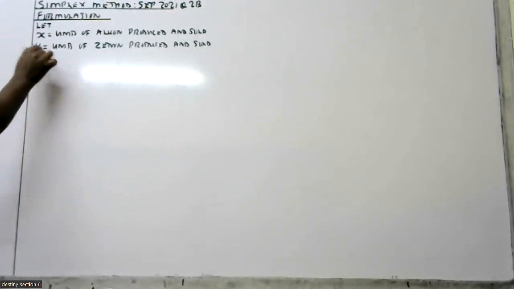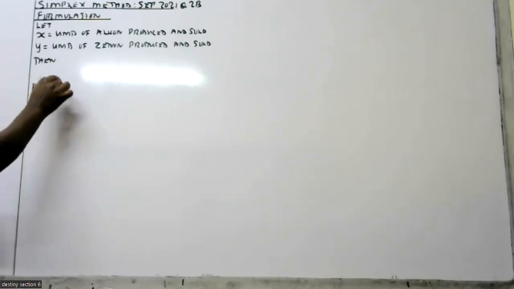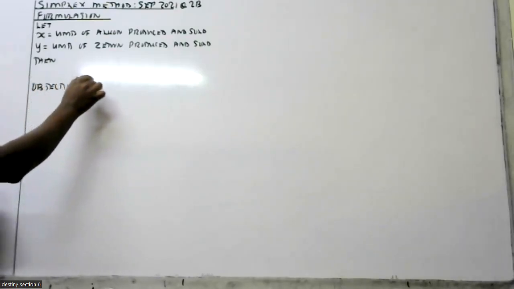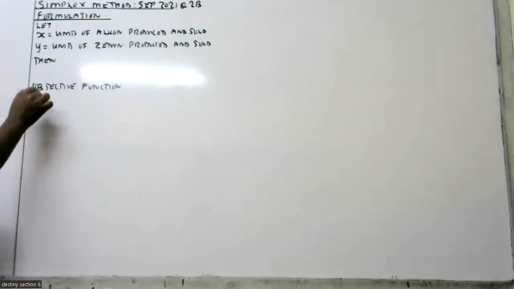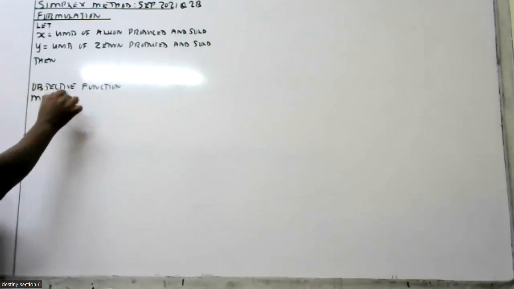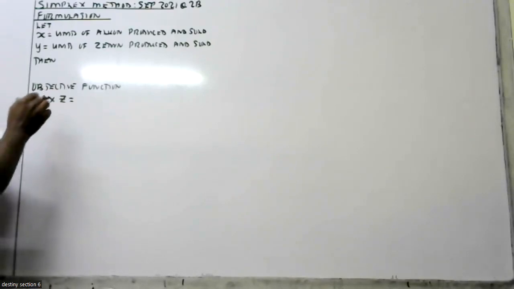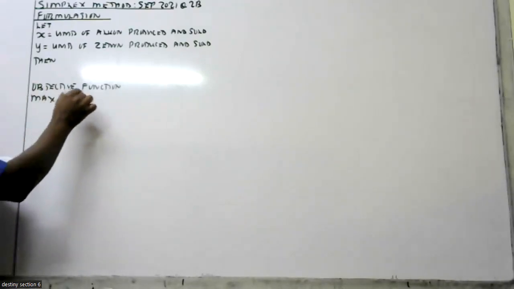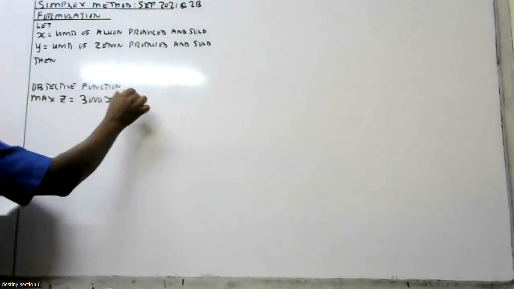Then the objective function will be to maximize Z, which is equal to, alcohol has 3,000, so 3,000X plus 2,000Y.